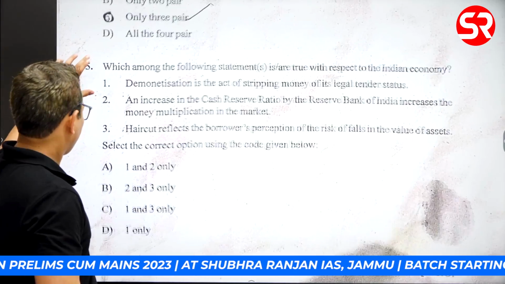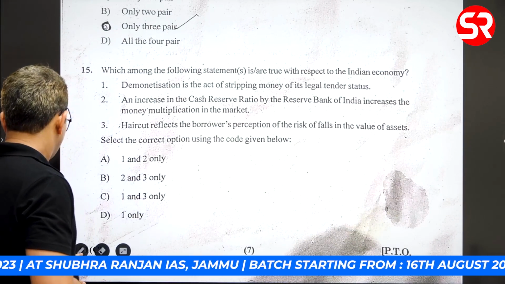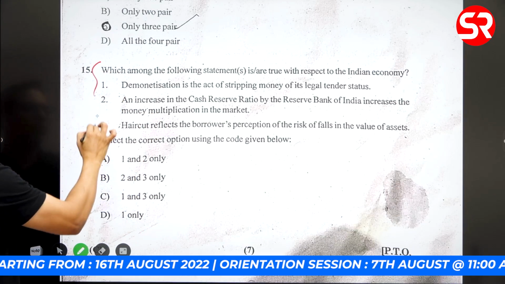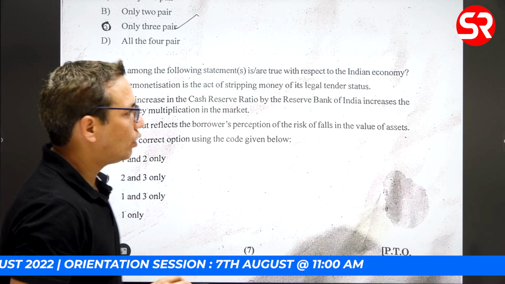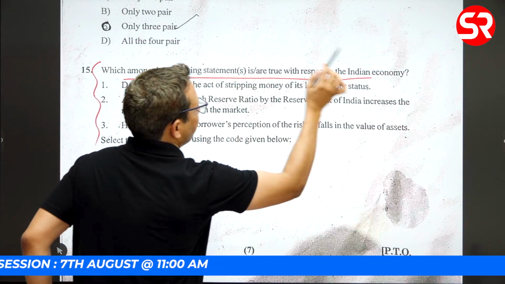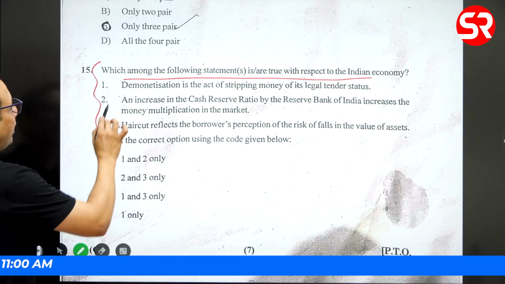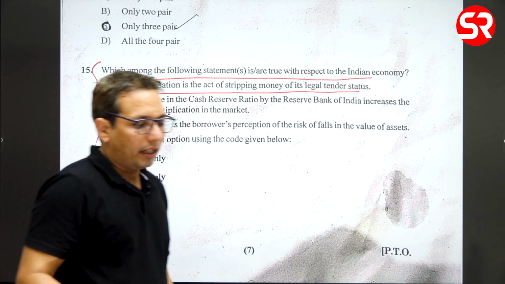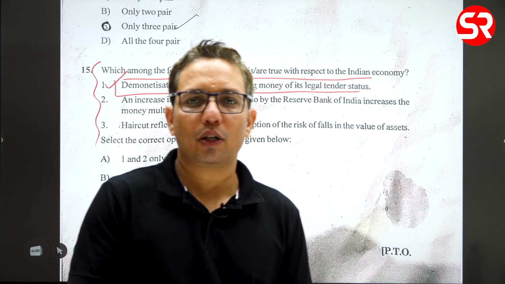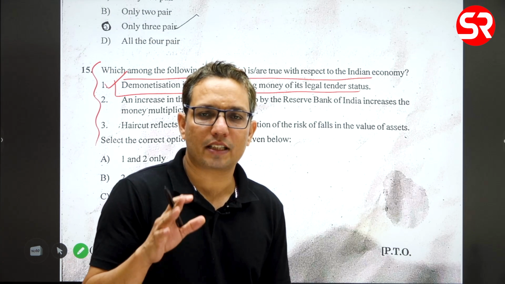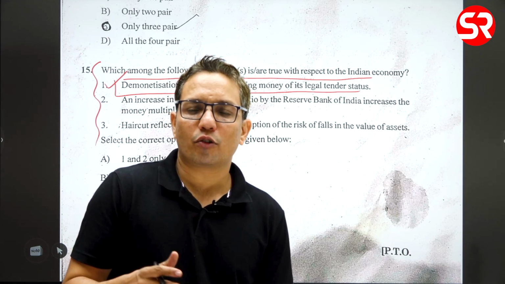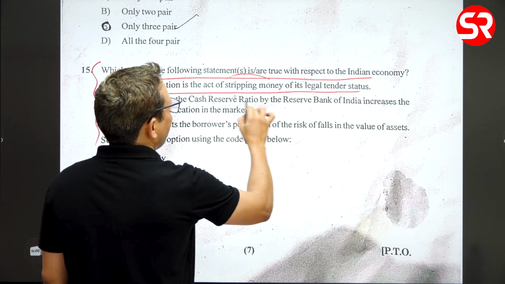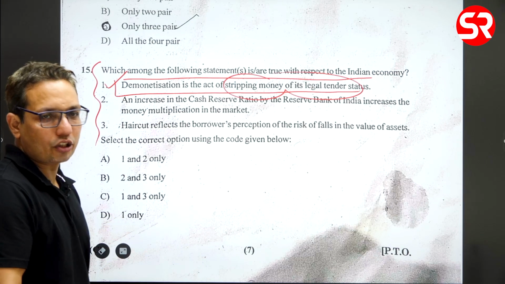The first question is regarding demonetization. Question number 15, we are discussing the C series. Which among the following statements are true with respect to the Indian economy? First, demonetization is the act of stripping money of its legal tender status. This statement is correct, because even in the PM's speech in 2016 regarding demonetization, the first thing he said was that from now onwards, the 500 rupee and 1000 rupee notes will stop being a legal tender. That is what is called demonetization. It is stripping money of its legal tender status. Now they cannot be used for transactions.